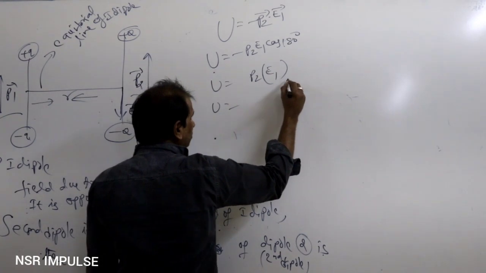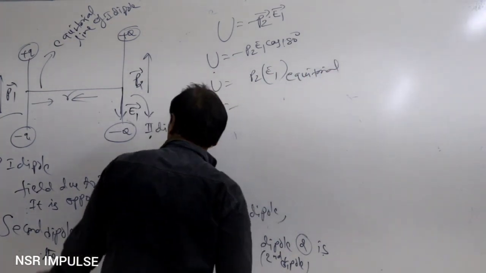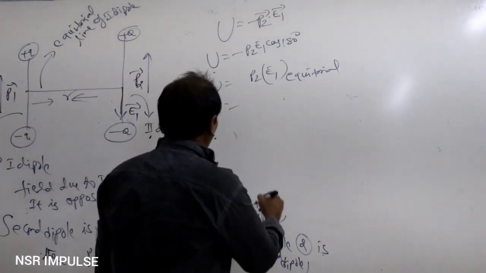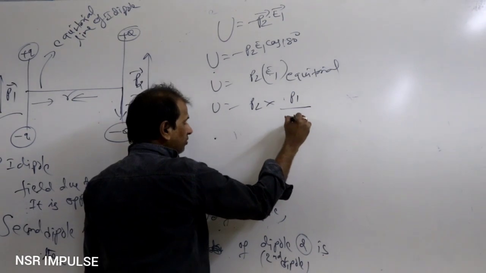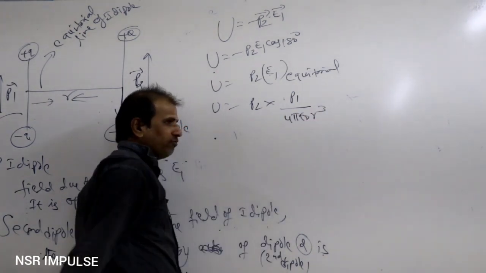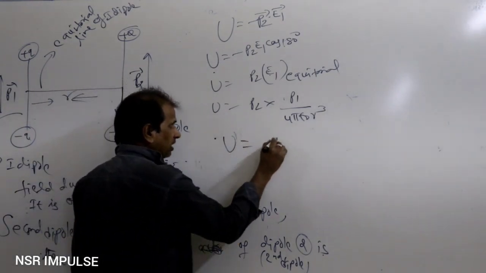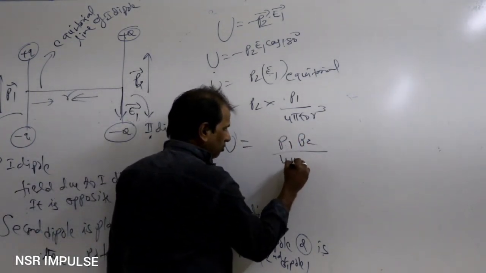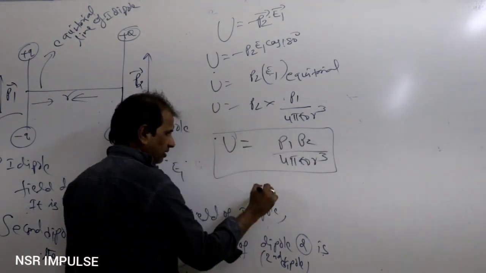This is the field due to the first dipole on which line? The equatorial line of the first dipole. The field due to the first dipole on the equatorial line is P1 by 4 pi epsilon naught r cube. This we have derived earlier. So the potential energy is equal to P1 P2 by 4 pi epsilon naught r cube for this arrangement.